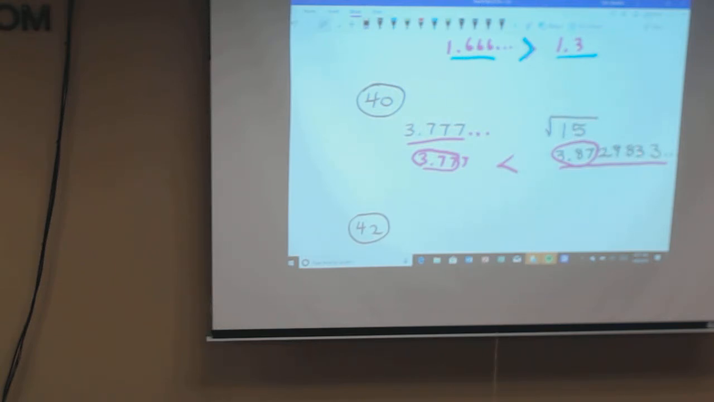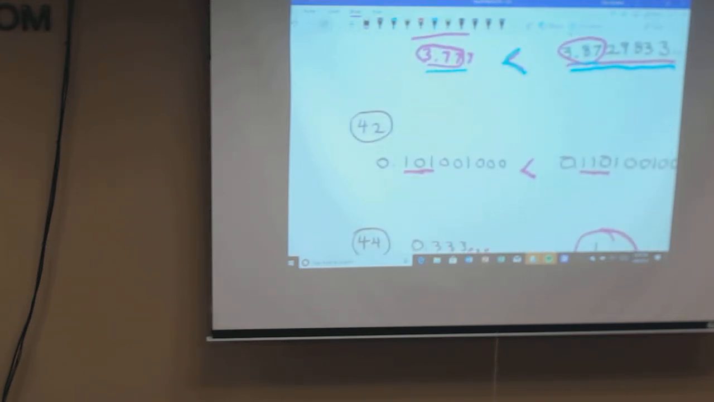Number 40, it says 3.77 dot, dot, dot, and then it has the square root of 15. Well, that's not on your chart, is it? So I put in 15 and hit the square root button, and I get 3.87298833. And I don't know where it goes after that. It just keeps going. So I look at the first three digits, because that's enough to determine that 3.77 is less than 3.87. So I put less than in there. Everybody follow the process?